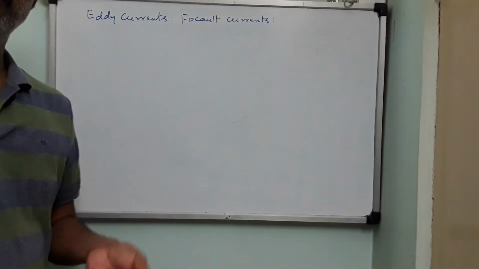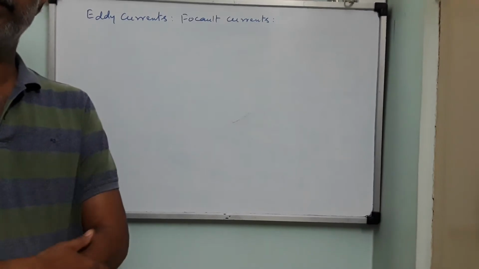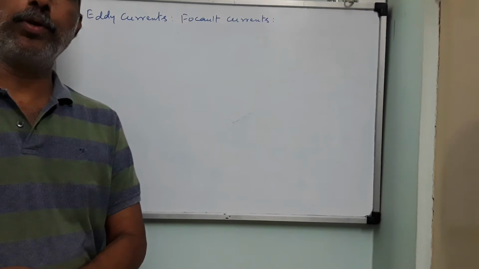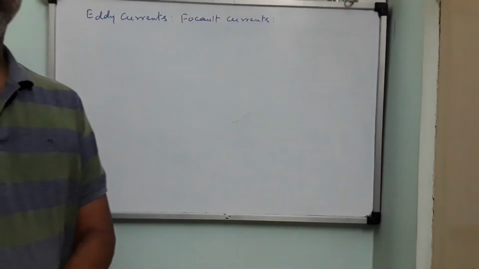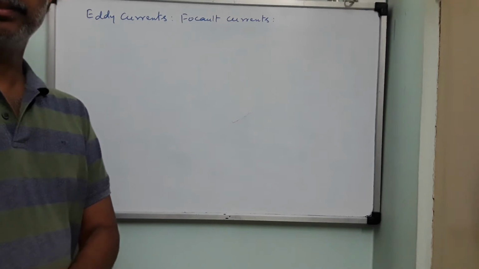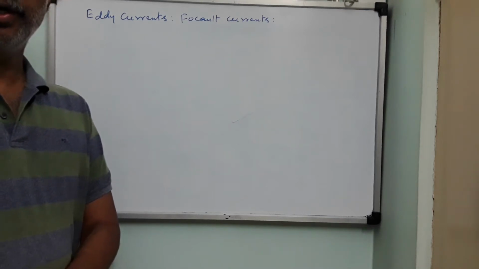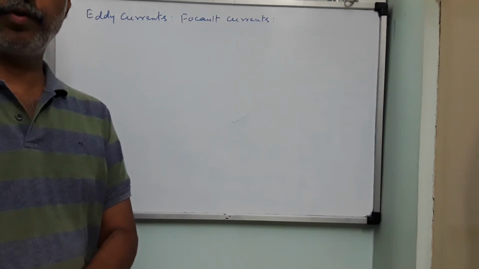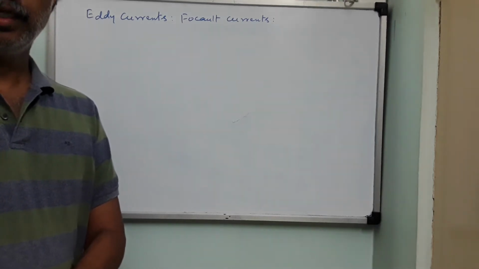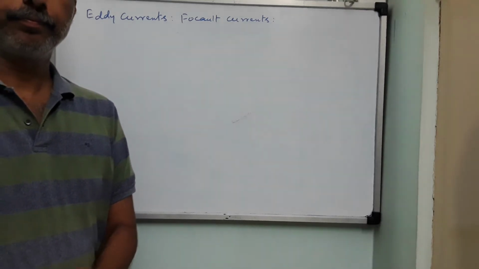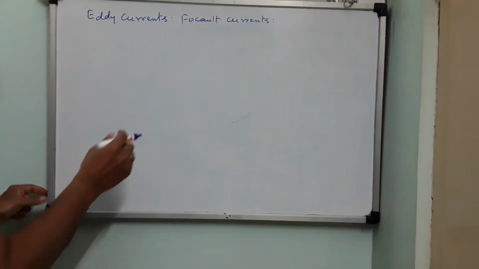For these currents to exist on the surface, the metals should be moved in a magnetic field. Whenever a metal surface is subjected to a varying magnetic field, currents are induced on the surface of the conductor in the form of whirlpools, which are known as eddy currents.